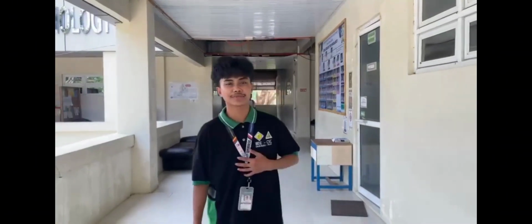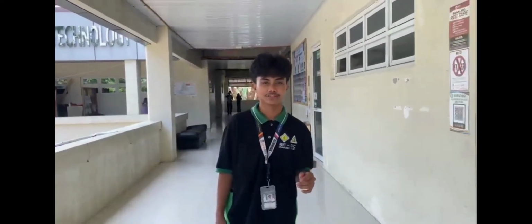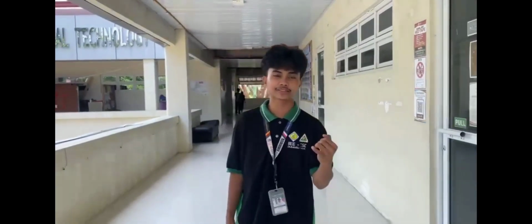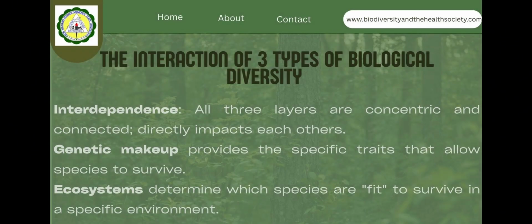Hi, I am John Mark D. Banay. I am going to talk about the interactions of three types of biological diversity, which contains the interdependence, genetic makeup, and the ecosystem. Here in this slide, we will talk about the three concentric circles.